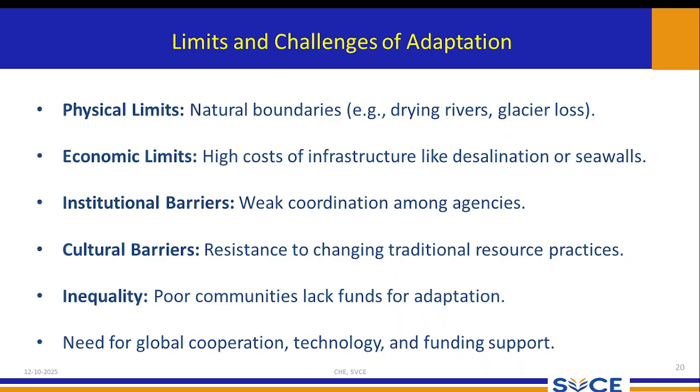The limits and challenges of adaptation: physical limits, economic limits, institutional barriers, cultural barriers and inequality. Coming to physical limits: natural boundaries, for example drying rivers and glacial loss. Economic limits: high cost of infrastructure like desalination or seawalls. Institutional barriers: weak coordination among agencies. Cultural barriers: resistance to changing residential and resource practices. Inequality: poor communities lack funds for adaptation. There is a need for global cooperation, technology and funding support.